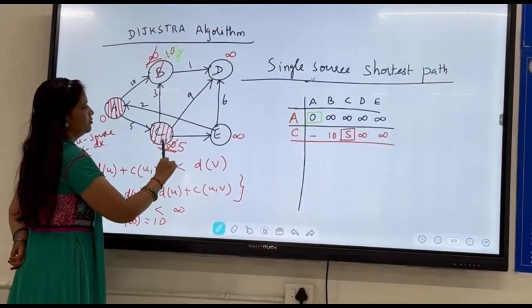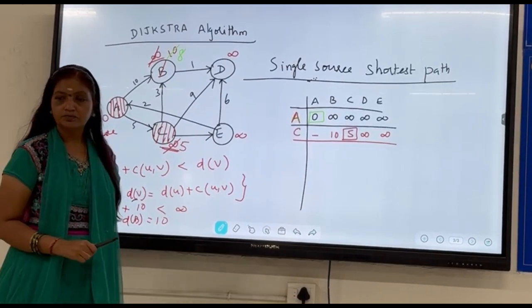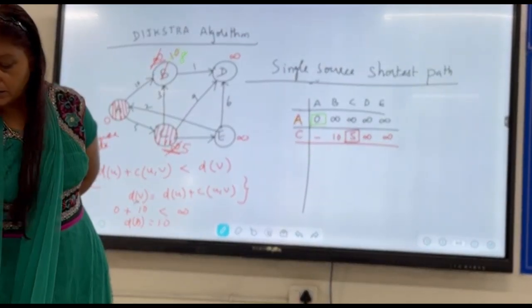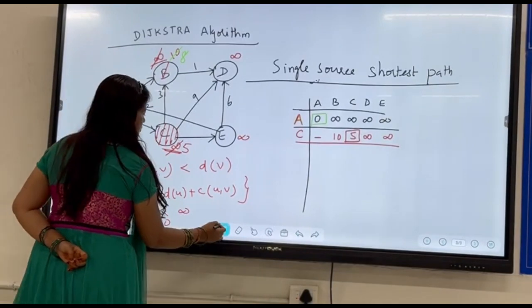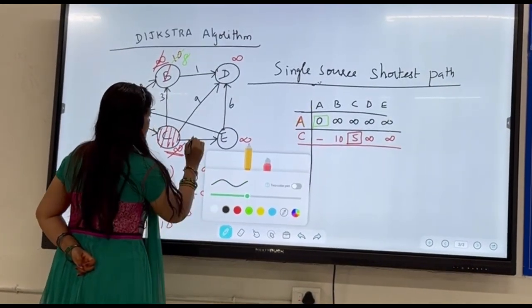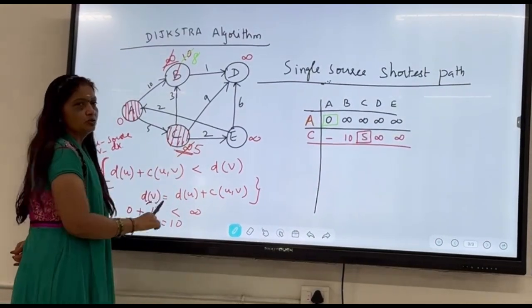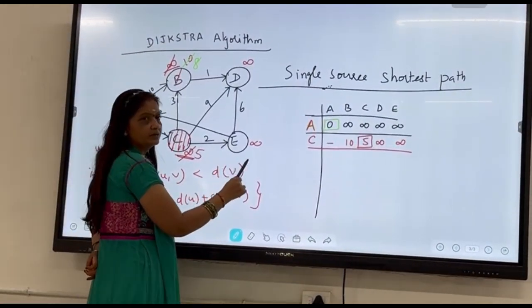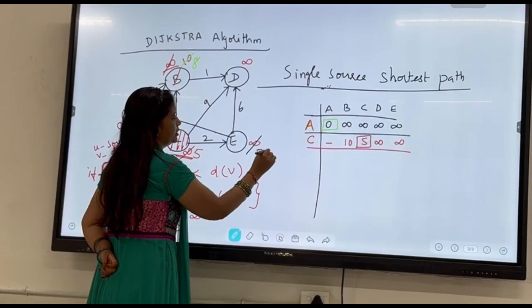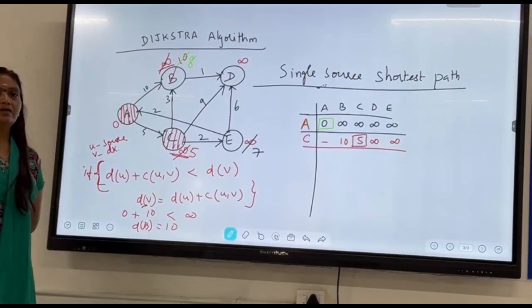Okay. 5 plus what is this value? C to E is 2. So 5 plus 2, 7, less than infinity. Yes. So I have to update infinity with 7.